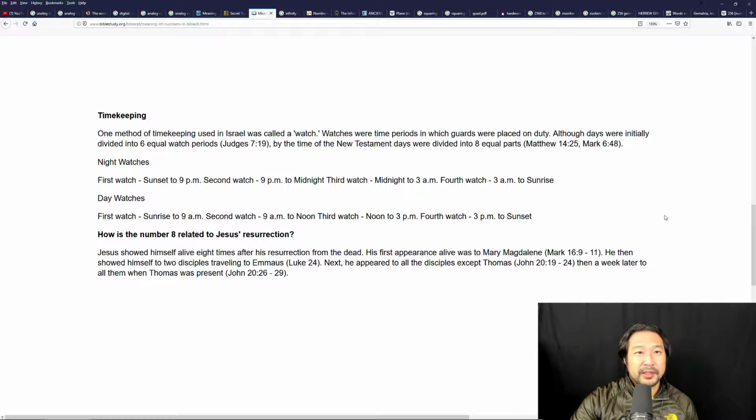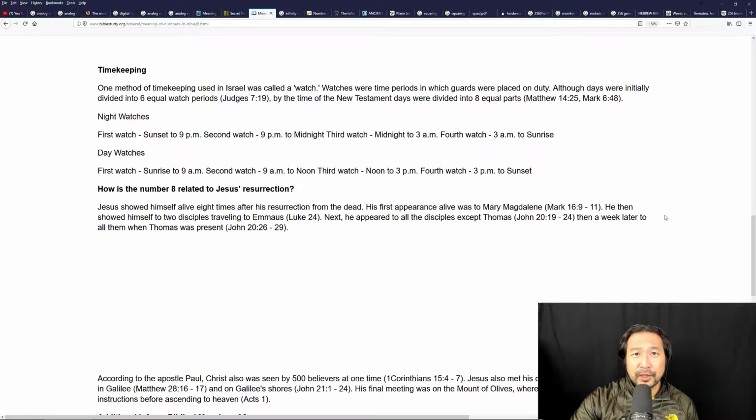So timekeeping. One method of timekeeping used in Israel was called a watch. Watches were time periods in which guards were placed on duty. Although days were initially divided into 6 equal watch periods, by the time of the New Testament, days were divided into 8 equal parts. So night watches, day watches, yada yada yada.